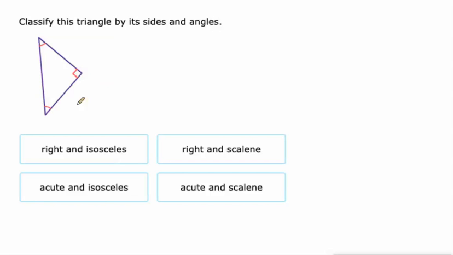One more. You see the right angle. That's the first thing I'm drawn to. So I know it's either right and isosceles or right and scalene. But the fact that these two base angles are equal to each other means that these two sides will be equal to each other, which means it's isosceles. So right because it's got a 90-degree angle, isosceles because it has two sides that are equal to each other.